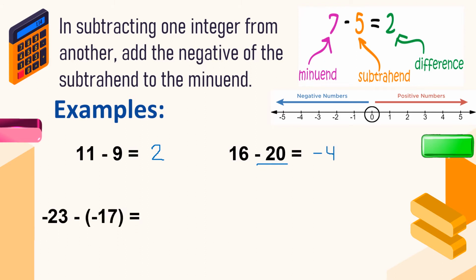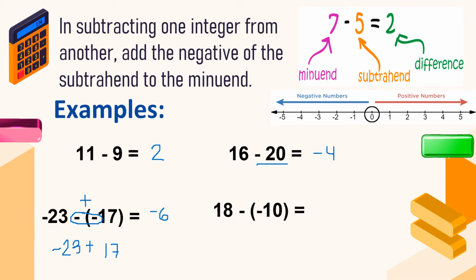Next, we have negative 23 minus negative 17. When subtracting a negative, it becomes positive, because negative times negative will be positive. Next, it becomes negative 23 plus 17. Since different sign, we subtract. 23 minus 17 will be 6. And the sign of the largest number is negative.